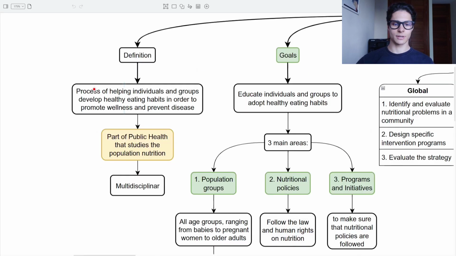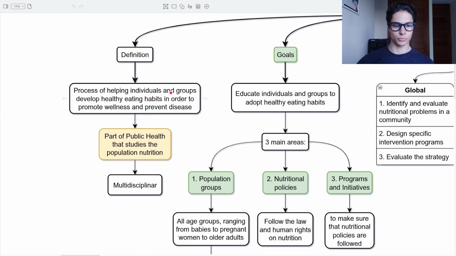So let's begin by talking about what community nutrition is. The definition is a process of helping individuals and groups to develop healthy eating habits in order to promote wellness and prevent disease. It's a part of public health, of course, and it studies the population's nutrition. It has a multidisciplinary way of studying, of course, involving different areas.